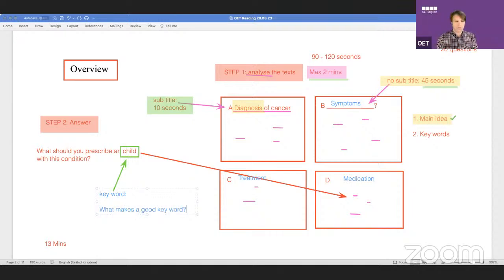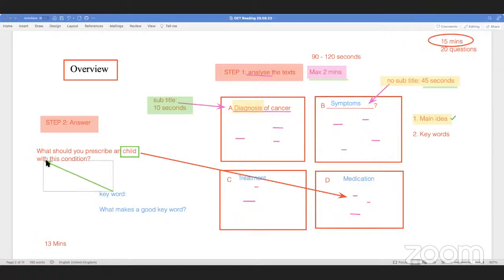What makes a good keyword? A keyword tries to direct you to where you find your answer or where you find the question. That's a good answer. But for example, why is "a" not a good keyword? Why is it bad? It's repeated. It is not unique. It should be unique.